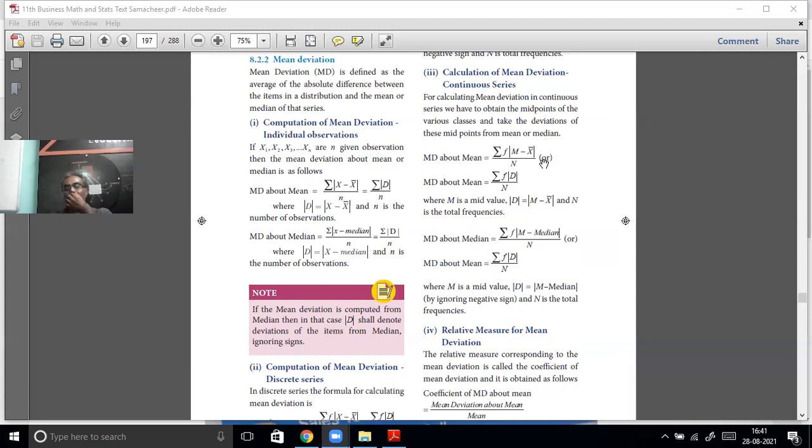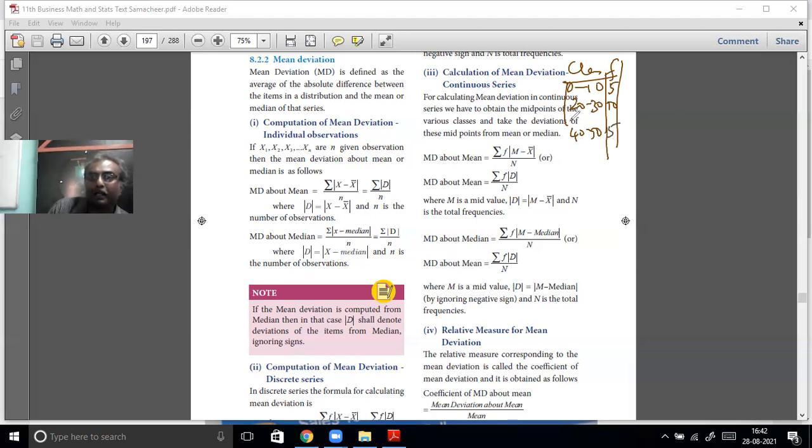Okay, very important. Now here is the continuous series. How to calculate mean deviation? You don't have an x value. You won't be given an x value. What will you be given instead? You will be given only the classes, 0 to 10, and their frequencies. They will give it like this: 10, this is 5, 20 to 30 has 10, 40 to 50 has 5. This is continuous data. This is the meaning of continuous data.